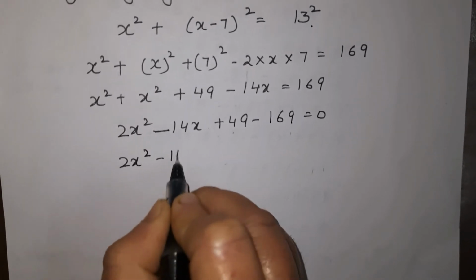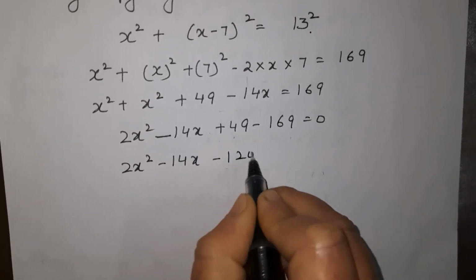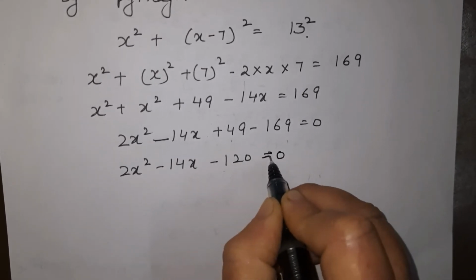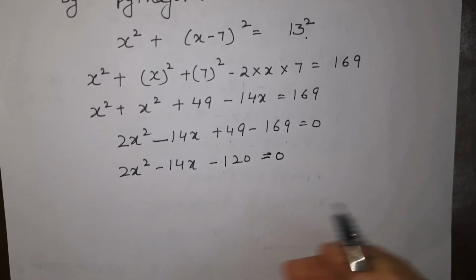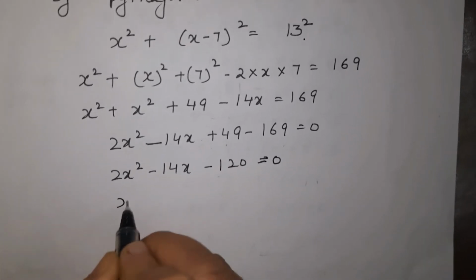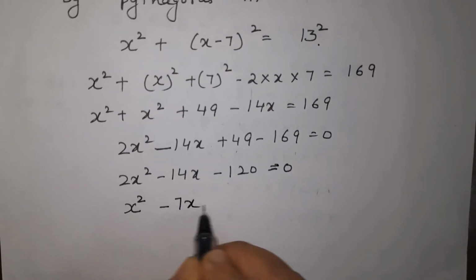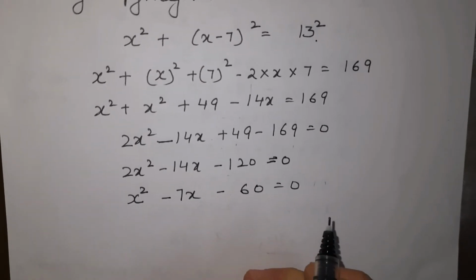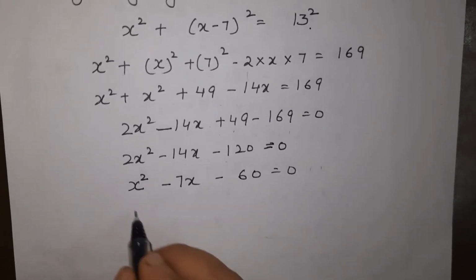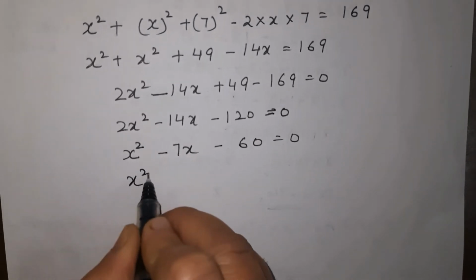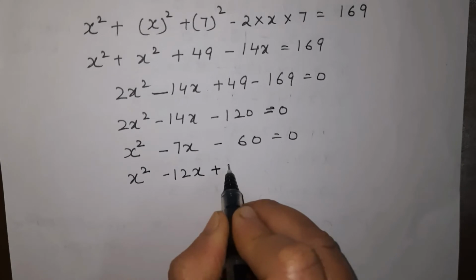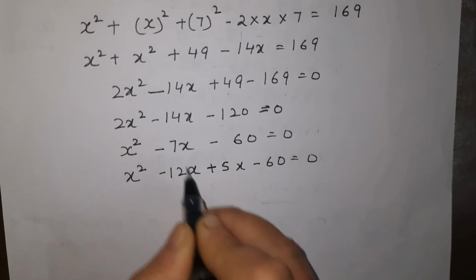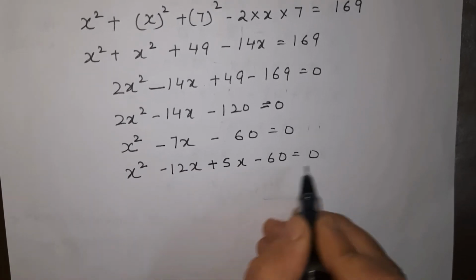2x square minus 14x. Now this will be minus 120, 169 and minus 169 plus 49. So, and now again we can see that each number is a multiple of 2. So we can divide each term by 2. So we are left with x square from here, 7x from here and 60 from here. Now we need two numbers whose sum or difference is 7, minus 7, and product is minus 60. And the numbers will be minus 12 plus 5. See? Minus 12 plus 5 is minus 7 and minus 12 into 5 is minus 60.